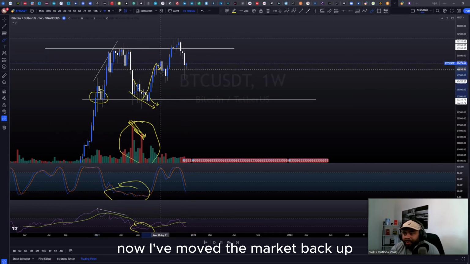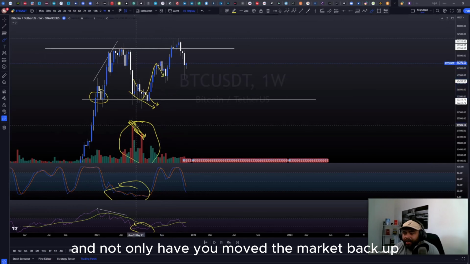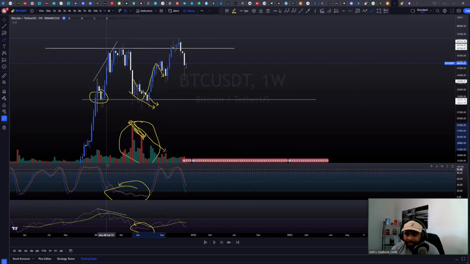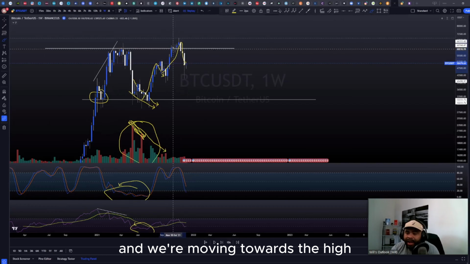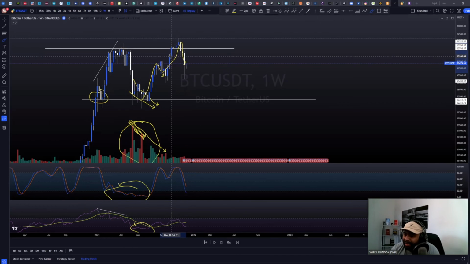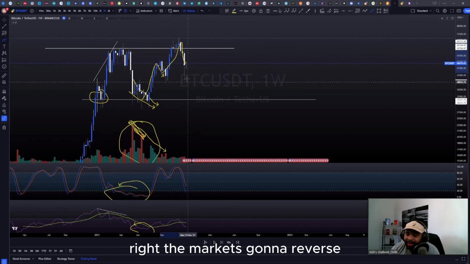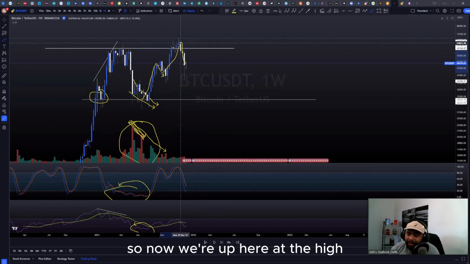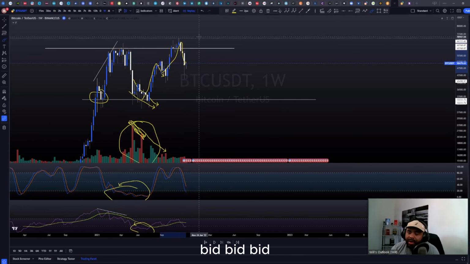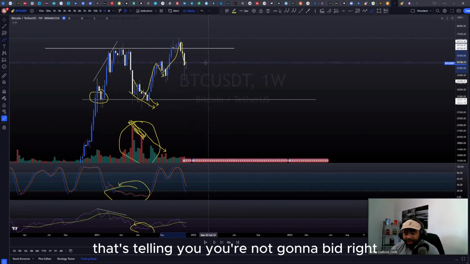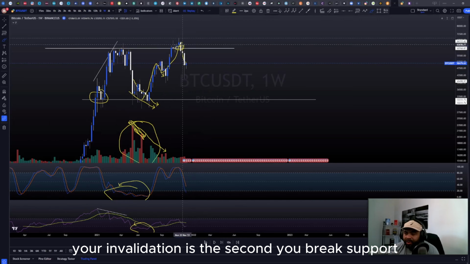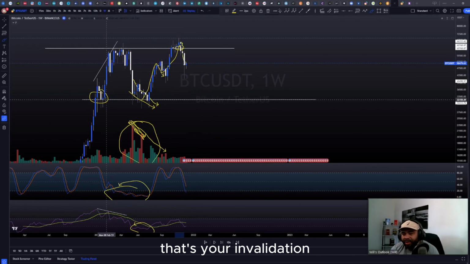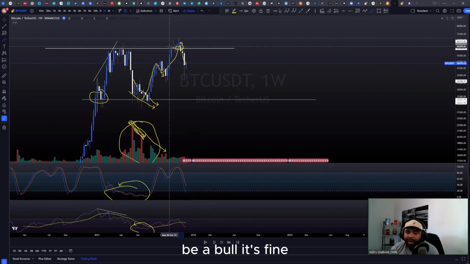You now have moved the market back up. And not only have you moved the market back up, we're continuing to see what? Volume dropping, right? So volume is dropping and we're moving towards the high. What's more than likely going to happen? We're going to reverse, right? The market's going to reverse. So now we're up here at the high. Everybody's talking about bid, bid, bid. Where is your move that's telling you you're not going to bid, right? Where's your invalidation? Your invalidation is the second you break support. That's your invalidation. If you were going to bid here, be a bull. It's fine. But once you break support here, price is going to come back.